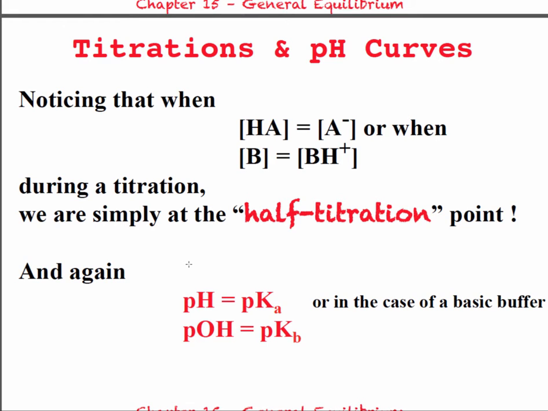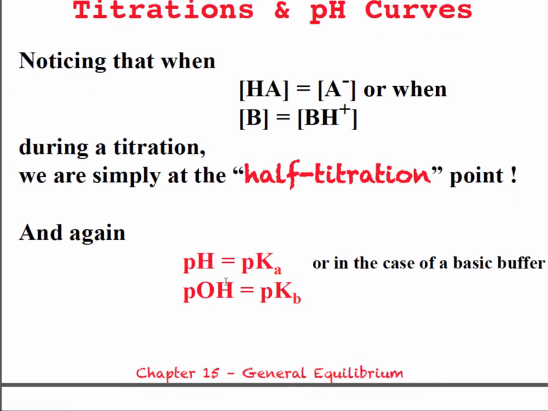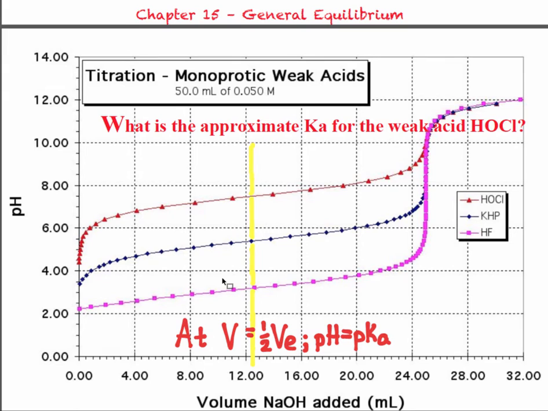You could think about the Henderson-Hasselbalch equation if you want to. pH equals pKa plus the log of A minus over HA. But if that log ratio is 1, that means you're halfway in the titration, then the pH equals the pKa or the pOH equals the pKb. Either way. So let's look at some titration curves.